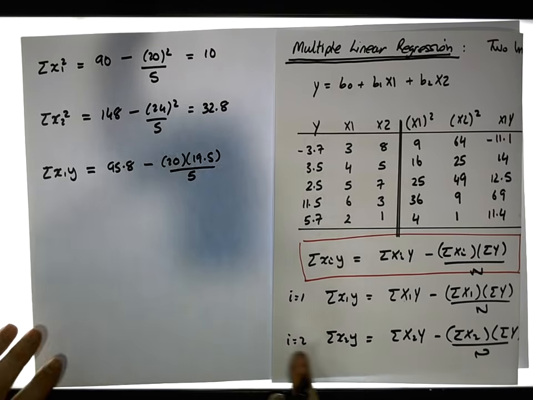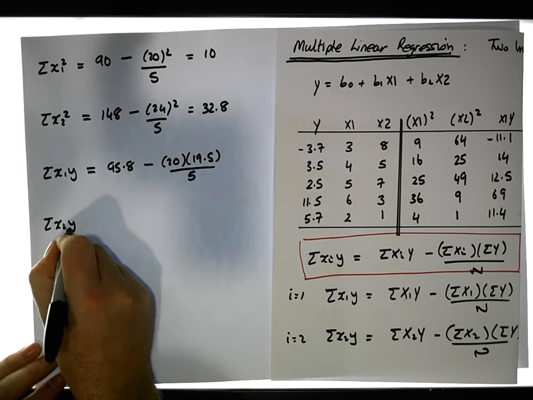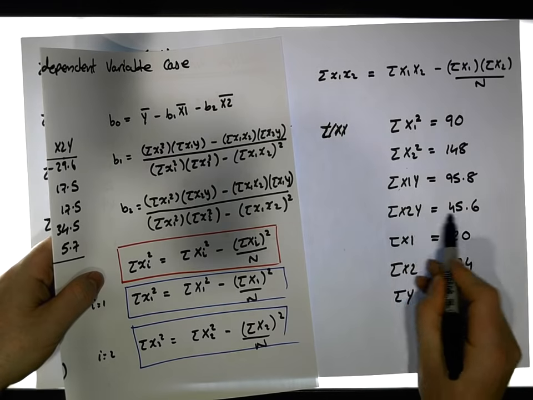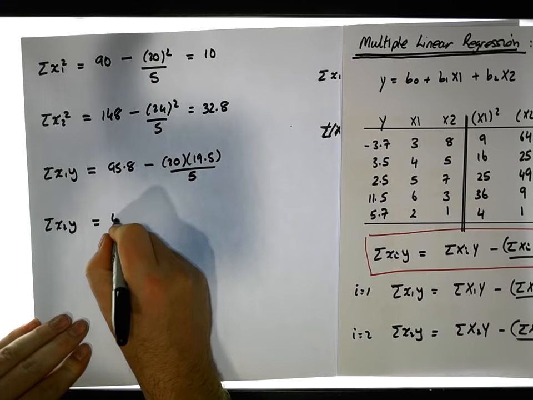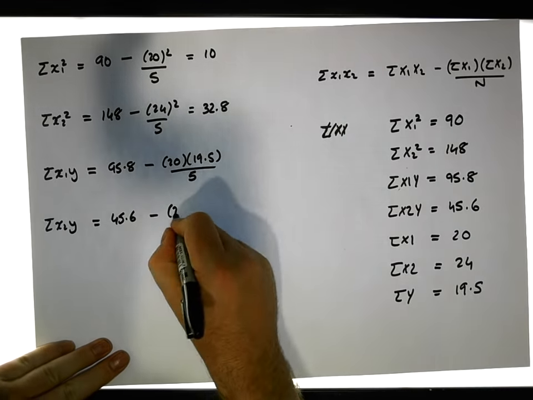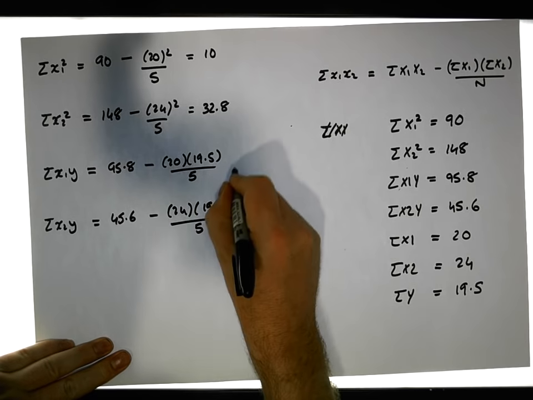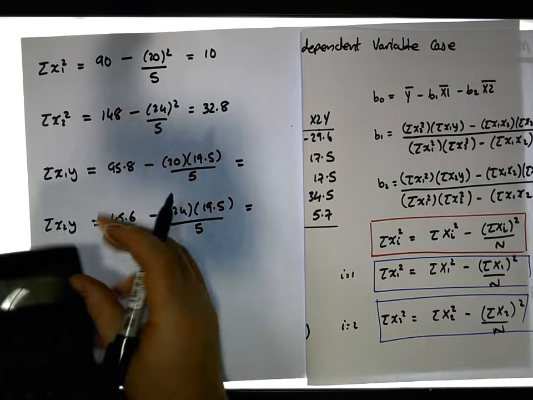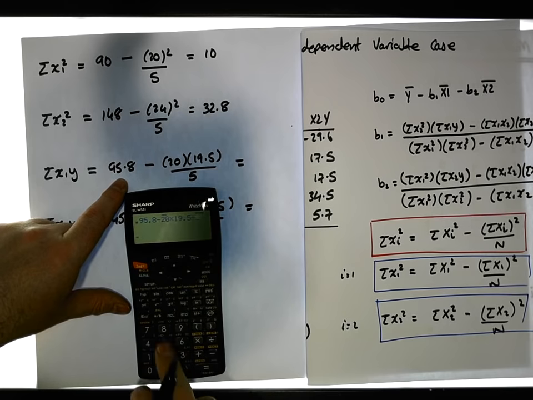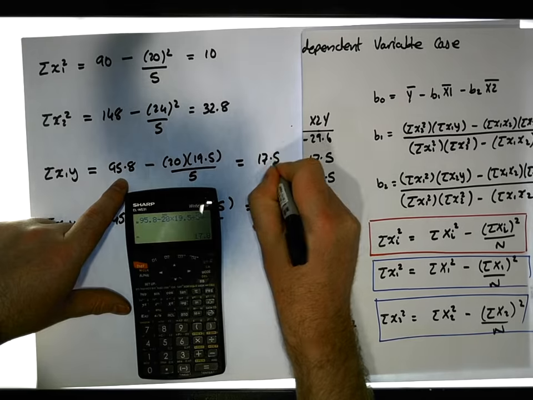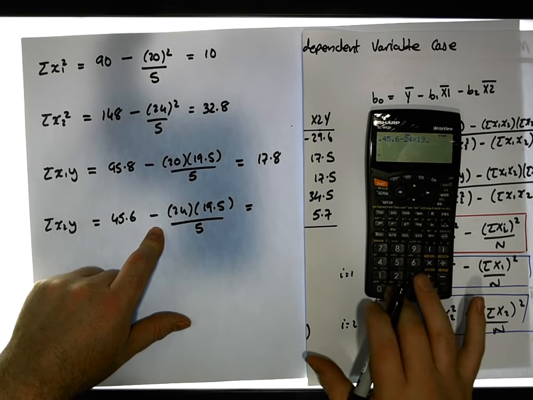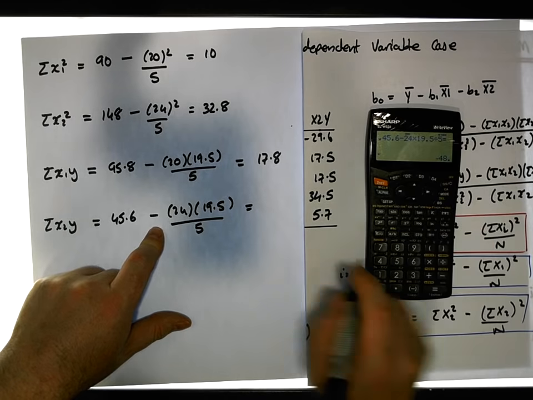And then for i equal to 2, the sum of the x2y's is the cross product of the x2 variable with the dependent variable, which is 45.6, minus the sum of the x2s, 24, times the sum of the y's, 19.5, over 5. Let's do the first one: 95.8 minus 20 times 19.5 divided by 5 gives 17.8. Then 45.6 minus 24 times 19.5 divided by 5 gives minus 48. Nearly there now.